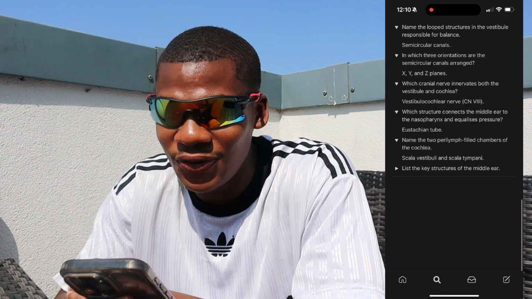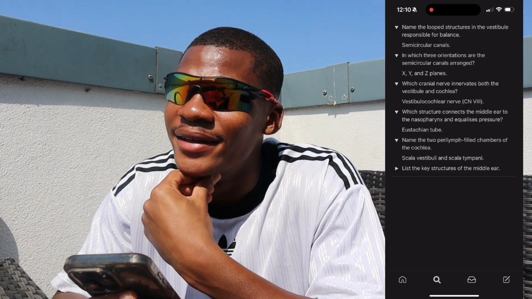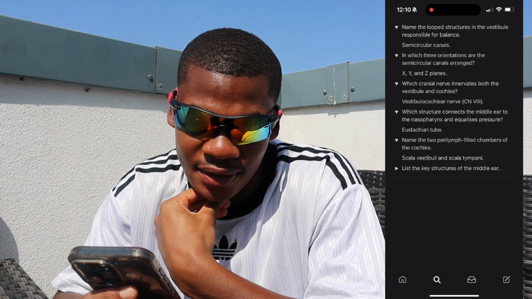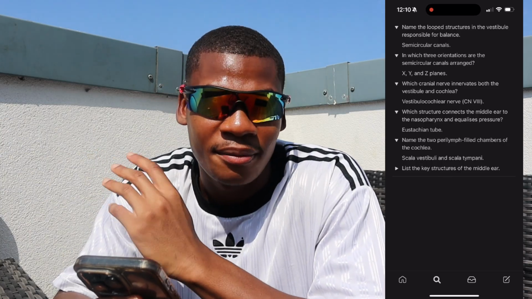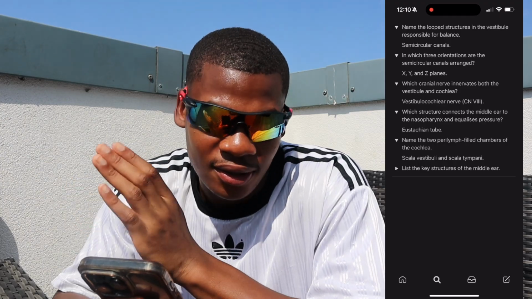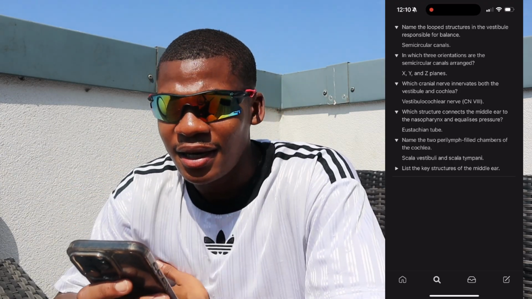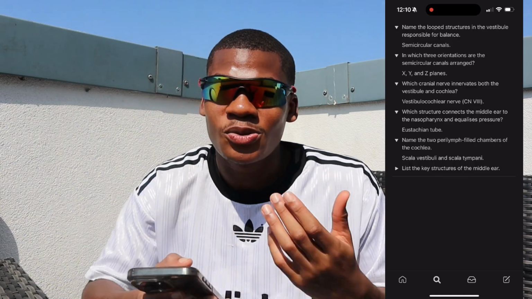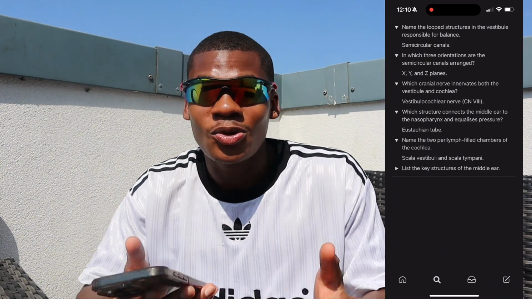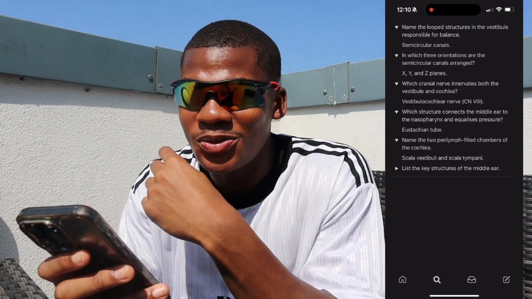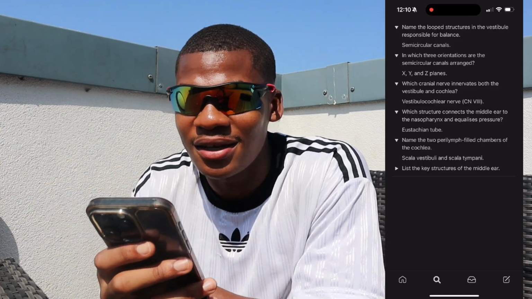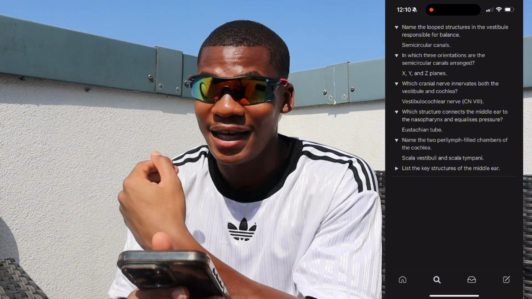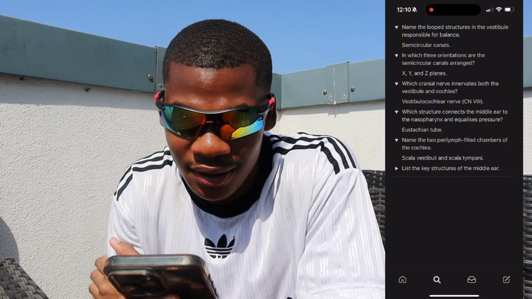Cool. List the key structures of the middle ear. So you also have your ossicles: malleus, incus, stapes. I'm not sure if the tympanic membrane is part of your middle ear or your outer ear. These are all things which are really good because I'm just showing you how I think. That's why it's always good to ask questions in lectures. I'm the type of person to ask a lot of questions because if I don't know something, I want to find out, and how I find out is by asking questions.